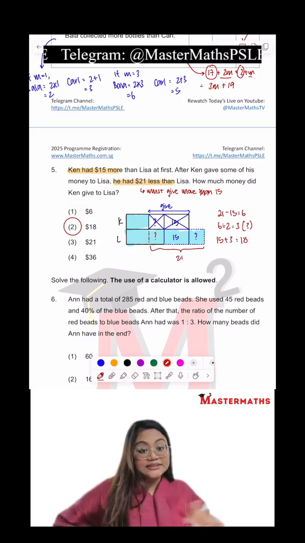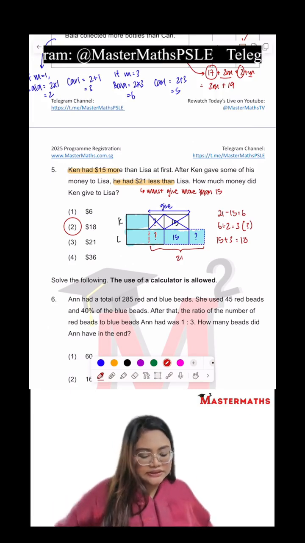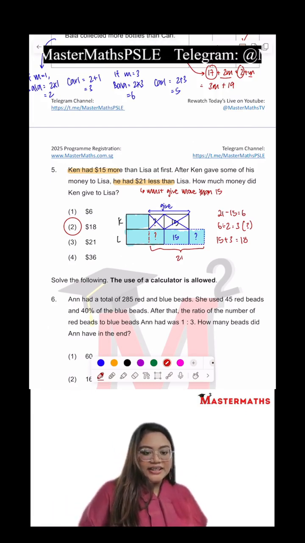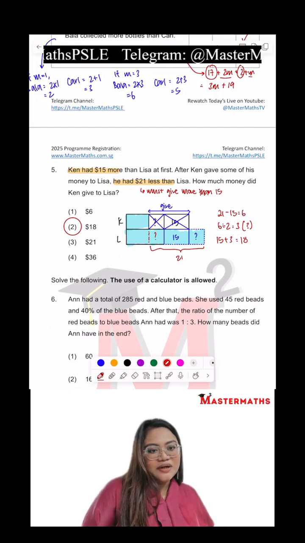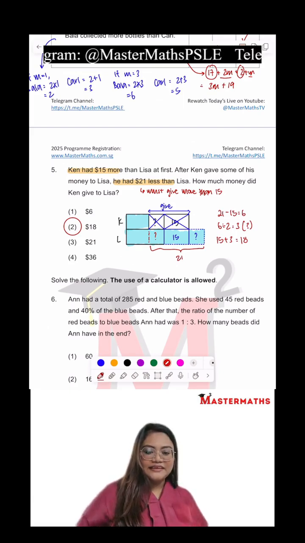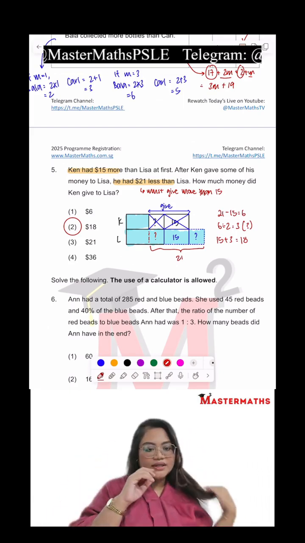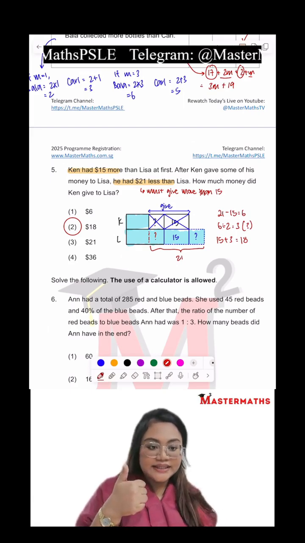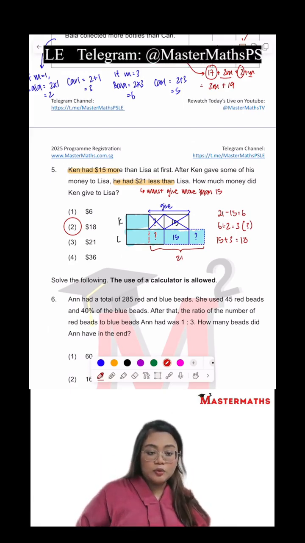Alright, again the solutions will be posted. Actually the solutions are much neater than this. Okay, the solutions will be posted around maybe about 8 plus p.m. Alright, after the live. Okay? Alright. All can understand, yeah? If you have any questions, do let me know anytime.